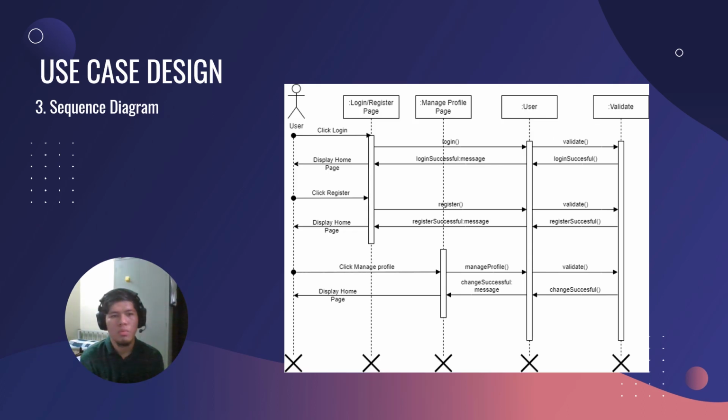This is the last part, which is the sequence diagram. Let's say that the user clicks login and the user will go into the login page, and then the user logs in using their username and password, and the system will validate it.